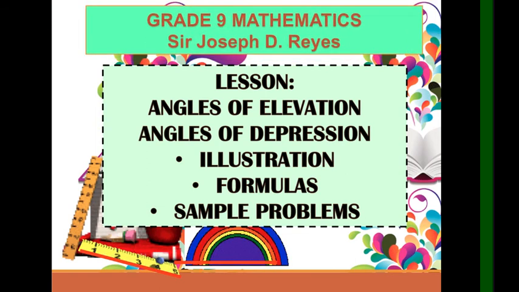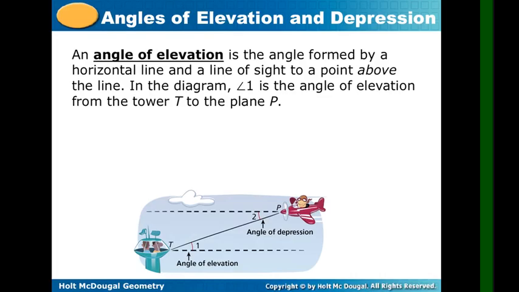And now let's proceed to our main topic for today, which is all about angles of elevation and angles of depression. An angle of elevation is an angle formed by a horizontal line and a line of sight to the point above the line. So in the diagram, angle 1 is the angle of elevation from the tower T to the plane P.